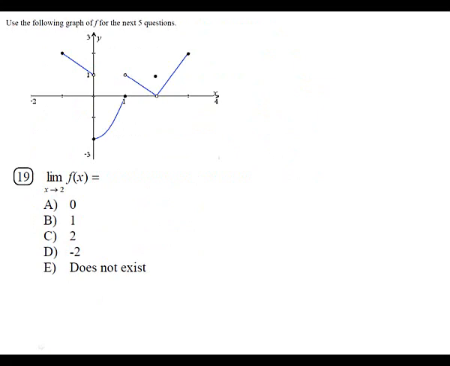All right. So this one here, we've got to use the graph of the following for the next 5 questions. So the limit as x approaches 2. All right. So 2 overall would be this value right there, right? So what are we coming at? What y value are we coming at from the right and the left? 0. Okay. Easy, right? There should be some easy ones on there.